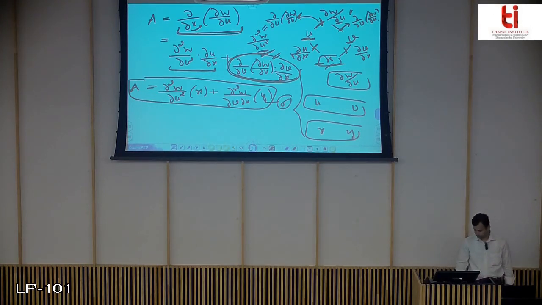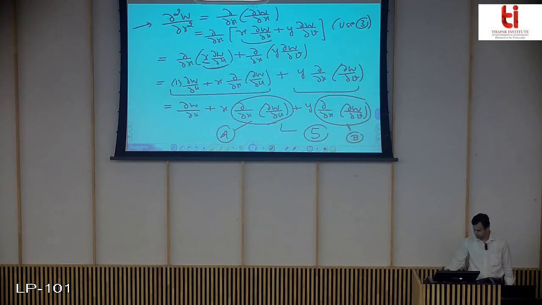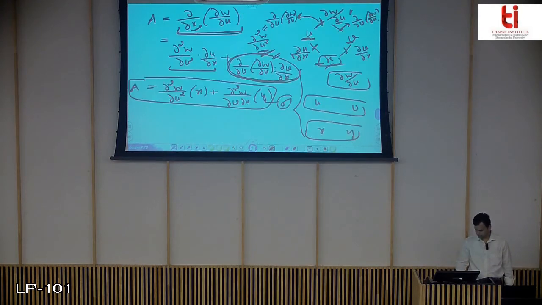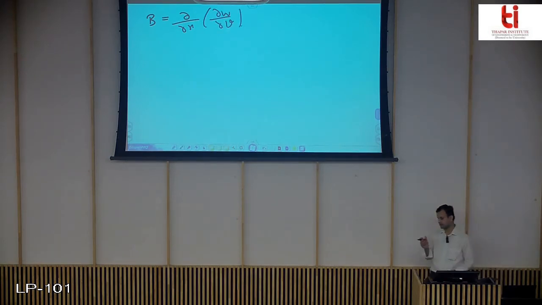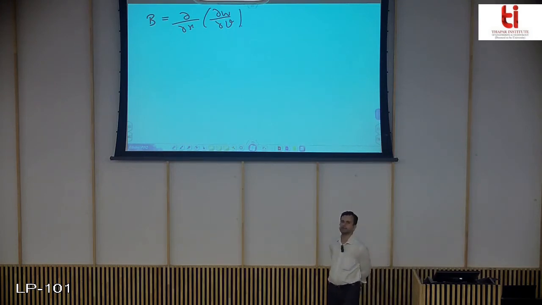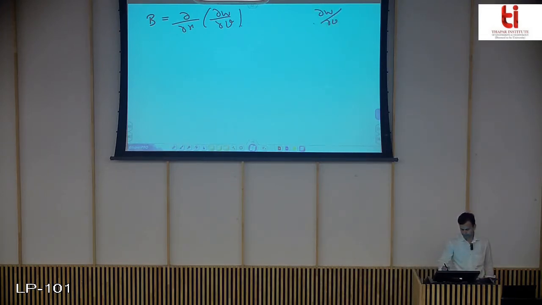Now come to the term B. Here is your term B, that is del by del x of del w by del v. So we have to find the first derivative of del w by del v with respect to x. Here again, using the same strategy, del w by del v is a function of u and v, which in turn are functions of x and y. So here you can see this is a tree diagram.